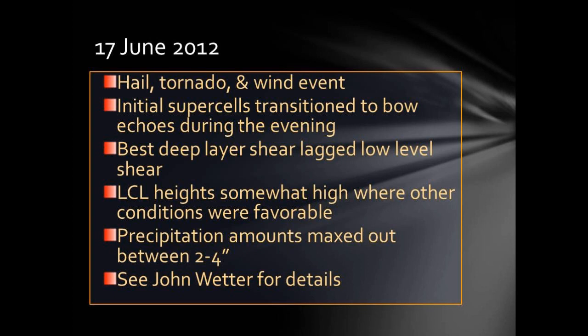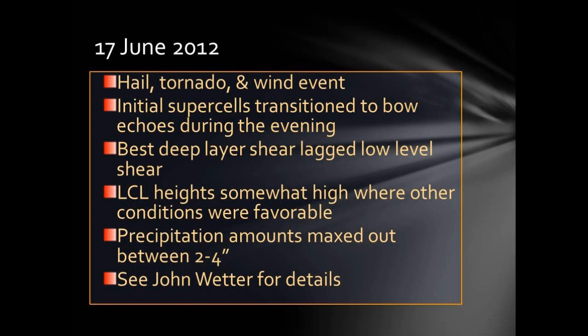There was a lot of hail, and there was wind. One of the funny things I'll mention when I show the radar loop here in a second, but basically, you initially had supercells. Eventually, it transitioned into a linear system, and then eventually moved through the Twin Cities area later in the evening. Things didn't quite line up. The best deep layer shear and low level shear weren't really coincident with each other. The better LCL heights weren't quite where you needed them, so things weren't perfect.